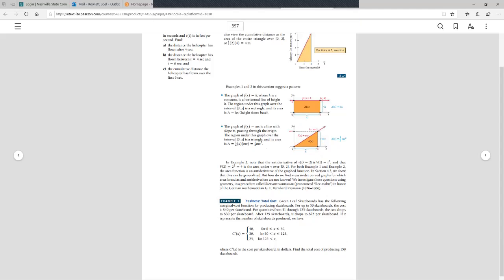So let's look at an example from business. Greenleaf Skateboards has the following marginal cost function for producing skateboards. For up to 50 skateboards, the cost is $40 per skateboard. For quantities from 51 to 125 skateboards, the cost drops to $30 per skateboard. And if you order more than 125 skateboards, you pay $25 per skateboard. If x represents the number of skateboards produced, that would give us the following piecewise marginal function.